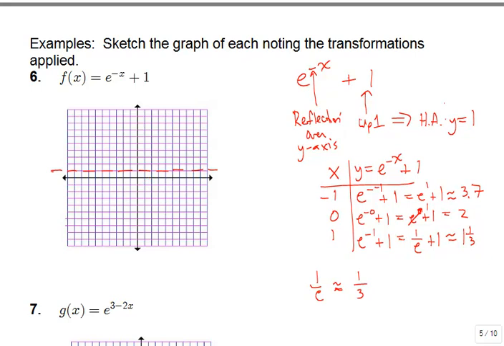So let's plot these 3 points. We have negative 1, comma 3.7, so close to 4. 0, comma 2, and 1 1/3. So just a little bit above 1, just a little bit above that horizontal asymptote. So we have these points rising up to the left and getting smaller or decreasing as I go to the right. So it's to the right that this is going to skim that horizontal asymptote.